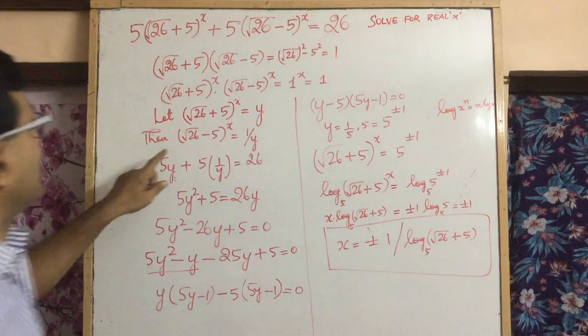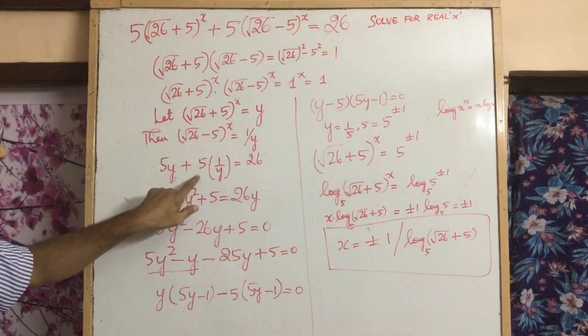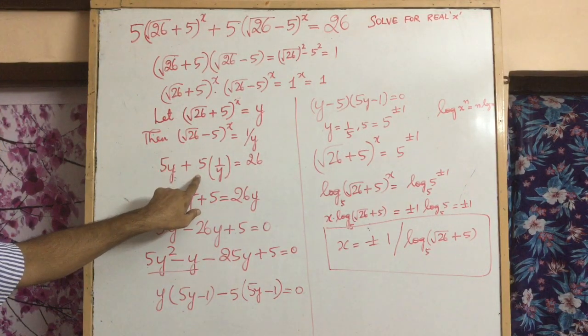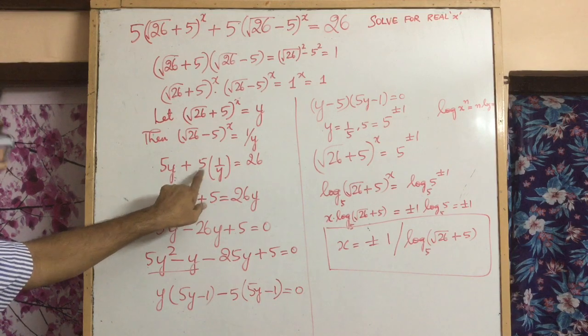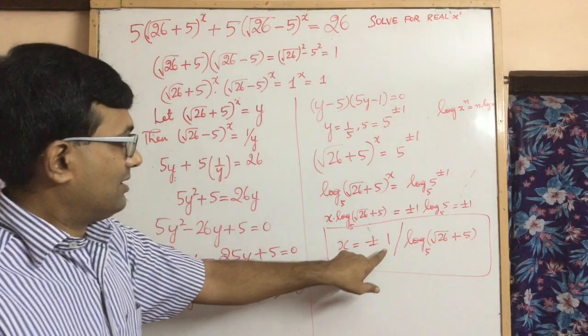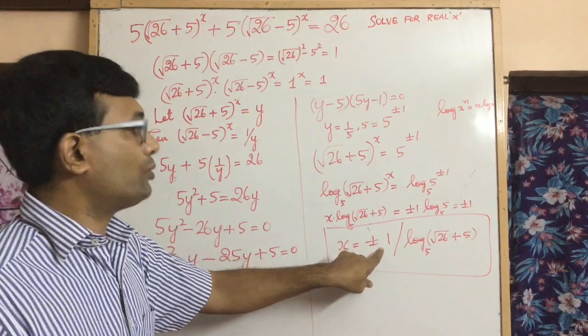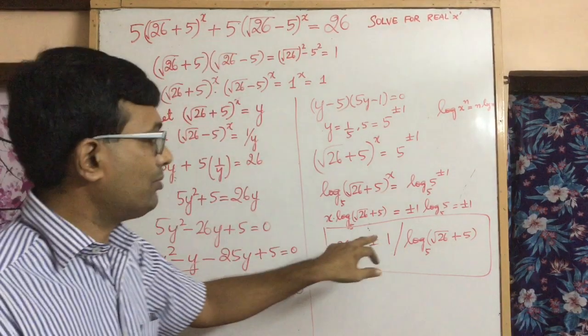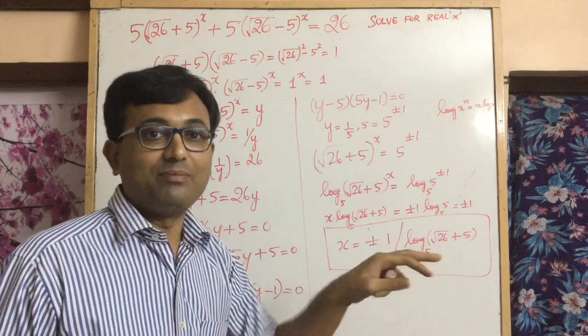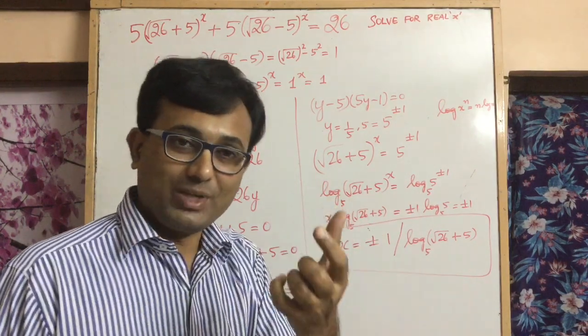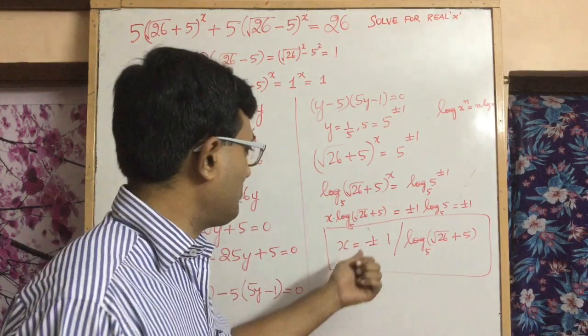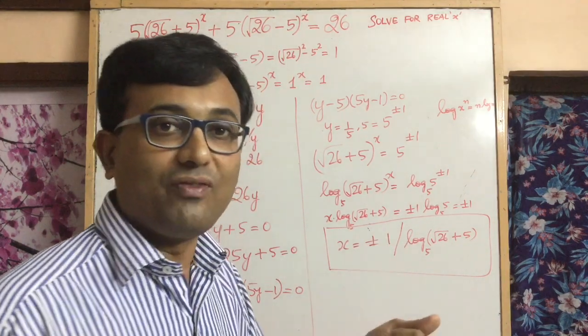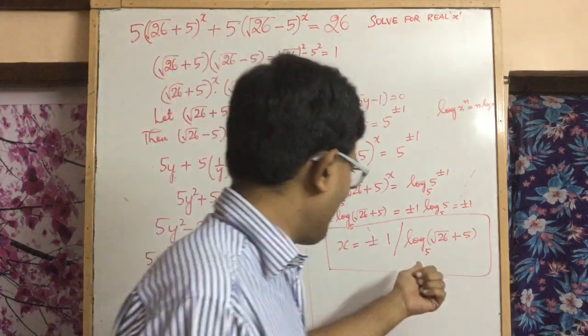And because this is a quadratic equation with real roots, we are getting two roots which satisfy the given equation. That is x is equal to minus 1 divided by logarithm of (root 26 plus 5) to the base 5, and the other root being 1 divided by logarithm of (root 26 plus 5) to the base 5.